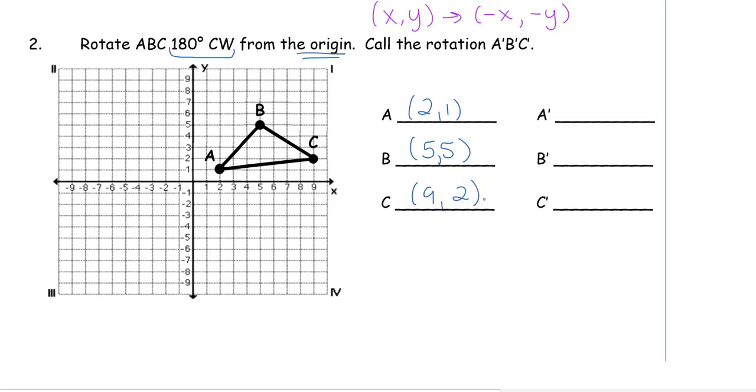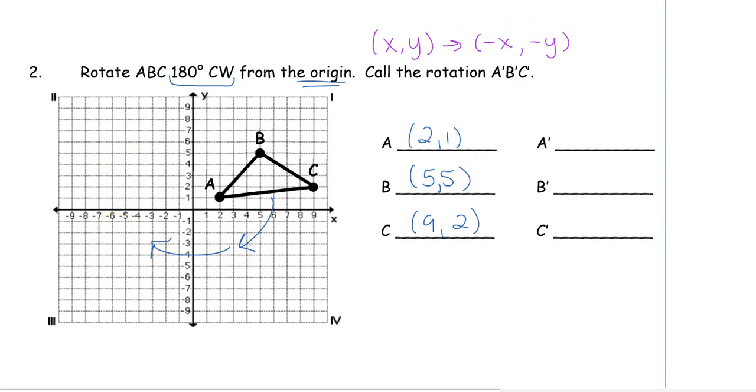This time, again, my turn, it's 180 degrees clockwise. So this would be a 90-degree turn. This is a 180-degree turn. I'm doing one click around my circle each time. So I know that my image is going to be somewhere over here.